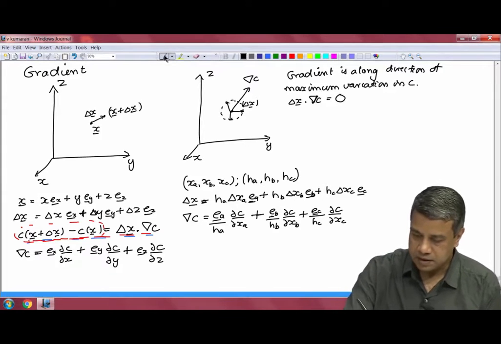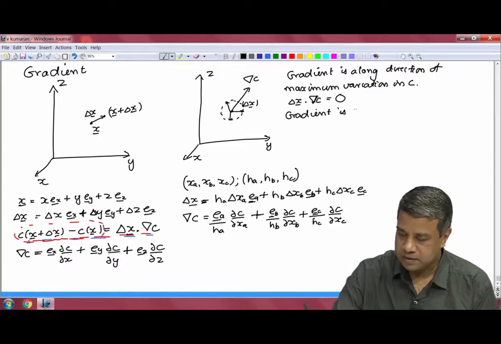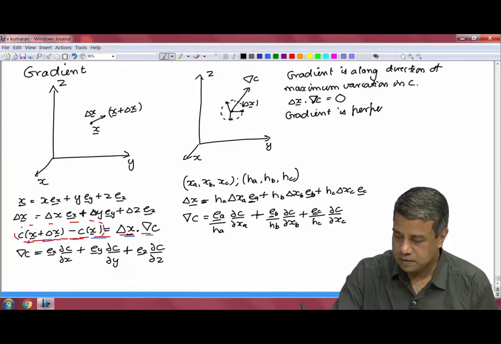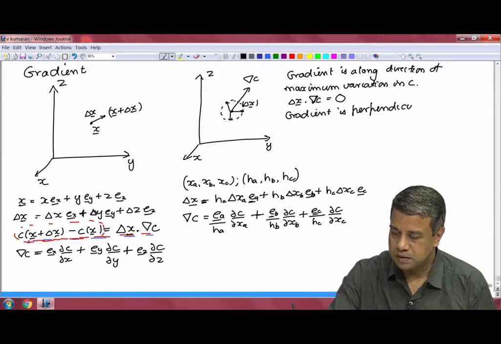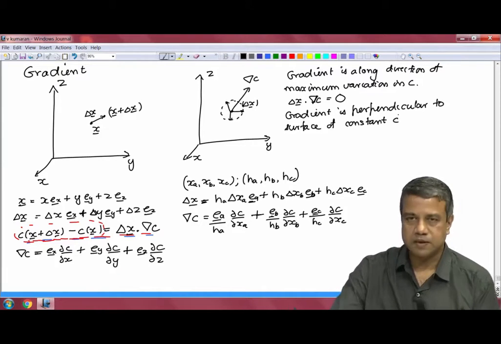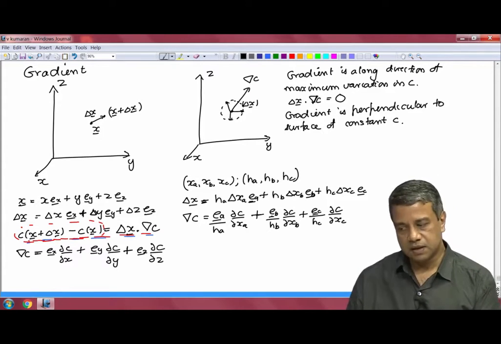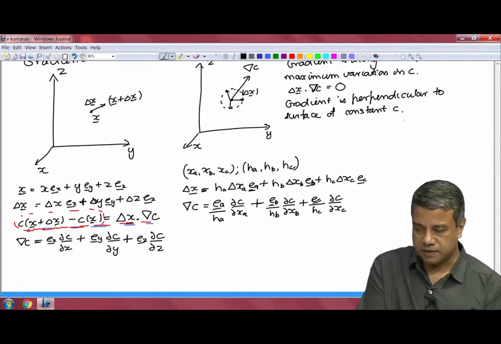And that implies that the gradient is perpendicular to a surface of constant C, because the change in concentration is going to be 0 if you travel along the direction perpendicular to grad C. So, the gradient is perpendicular to a surface of constant C.